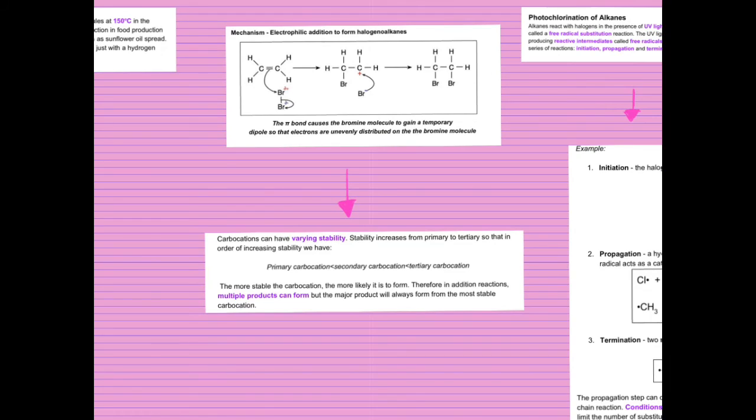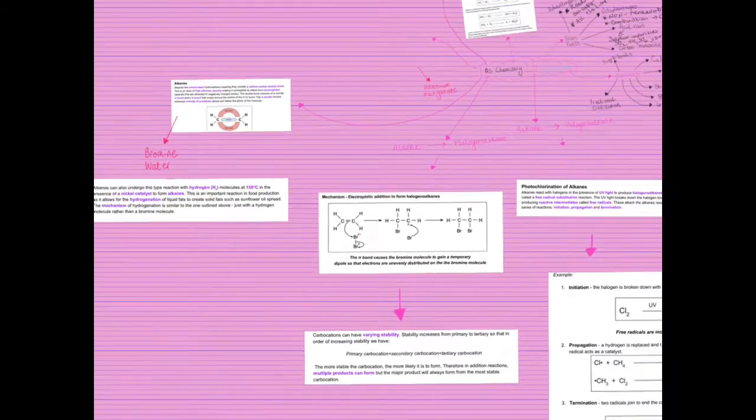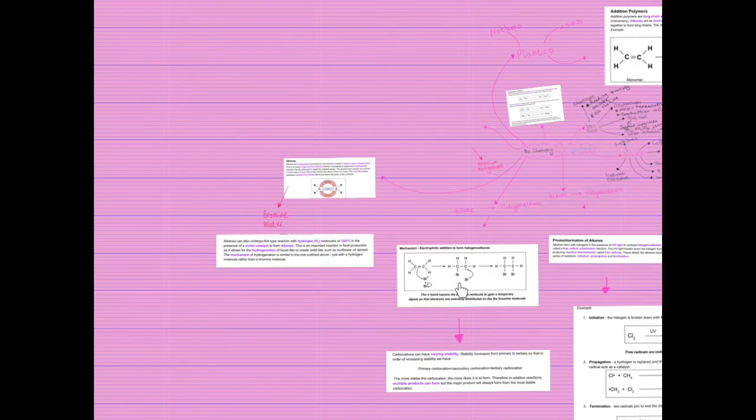Okay, carbocations have varying stability. The stability increases from primary to tertiary. So the more stable the carbocation, the more likely it is to form. Therefore, in addition reactions, multiple products can form, but the major product will always be the most stable. And this is how you can go from an alkene to an alkane as well, because you can add hydrogen the same way as we added bromine.